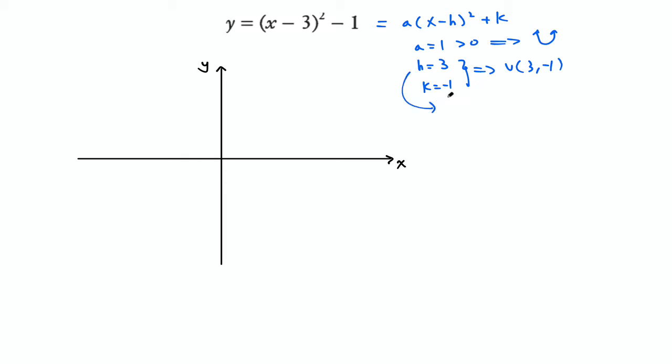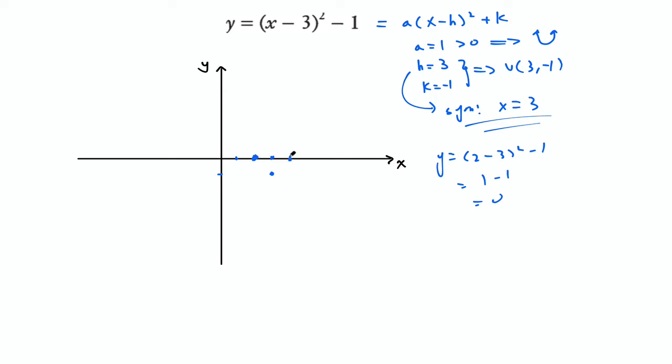And the axis of symmetry is going to be when the x value is equal to h. So when I want to draw this, there's 1, 2, 3, here's negative 1. Okay, it's upward facing, so if I plug in for 2, what do I get? I get (2 minus 3) squared minus 1, so that's (-1) squared, so that's 1 minus 1, so that's 0.